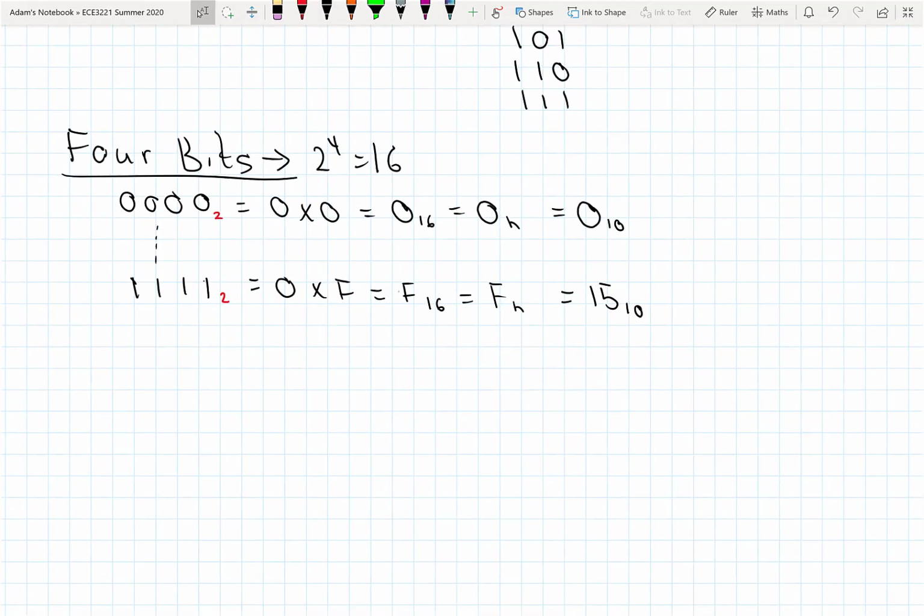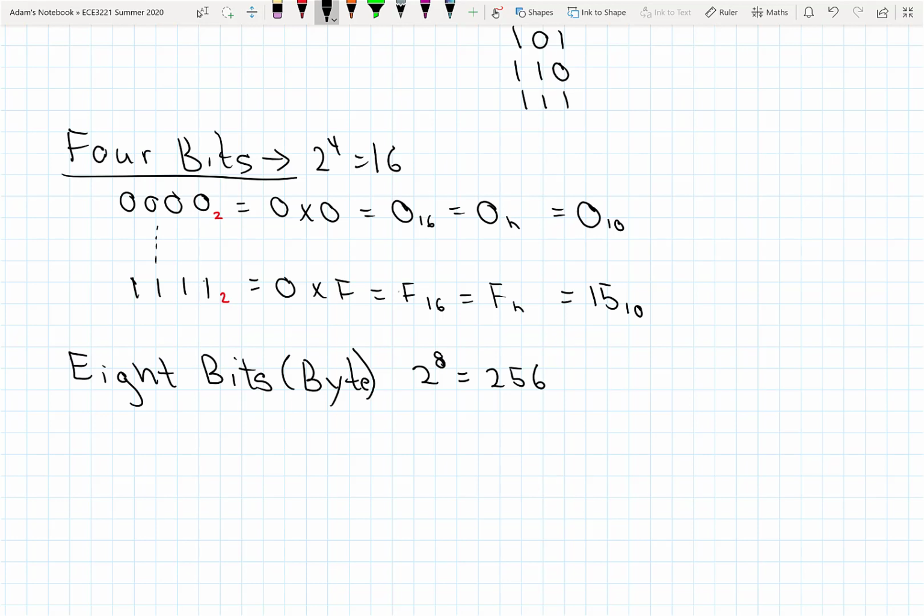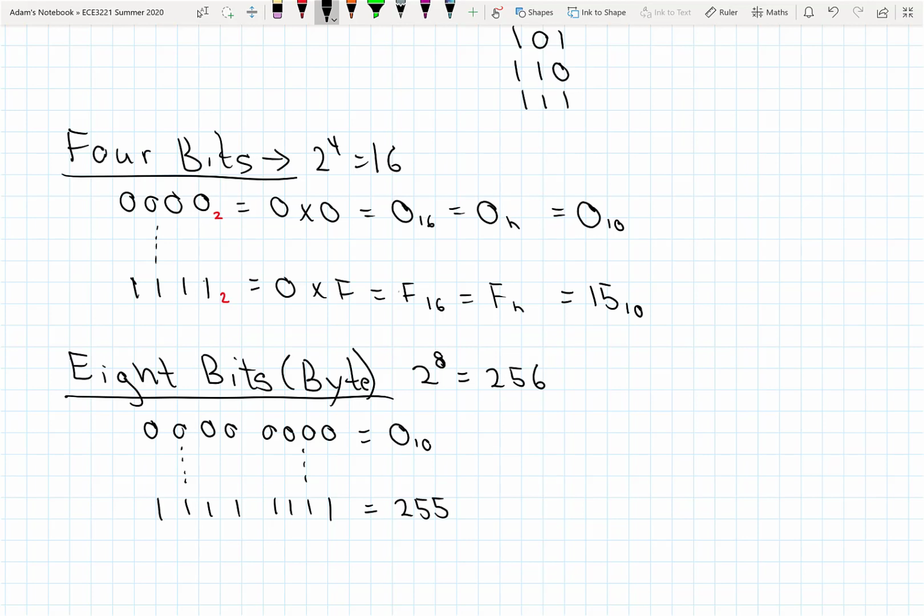Okay, but continuing on, 4 bits, sure, we can represent 16 things, but one of the most conventional numbers of bits to use is 8 bits, which is known as a byte. And of course, 2 to the 8 is equal to 256 different things or states that we can represent, right? 0, 0, 0, 0, 0, 0, 0, 0 all the way to all of those values being 1, which in decimal would be a value of 0 all the way to a value of 255 in base 10. In hexadecimal, this is equal to 0x00 or 0xFF.